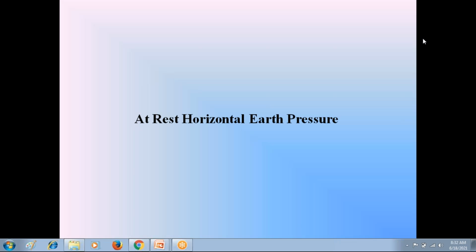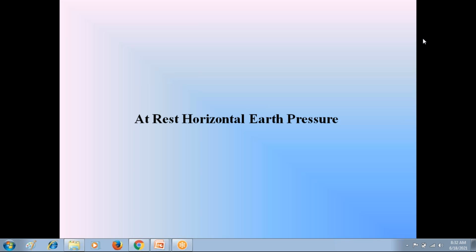Morning students. Last class I explained the at rest horizontal earth pressure acting on the retaining wall. In the previous classes we discussed that the retaining wall is an earth retaining structure. The retaining wall supports the soil. So the retaining wall is an earth retaining structure. The retaining walls are subjected to three types of earth pressures from the soil.